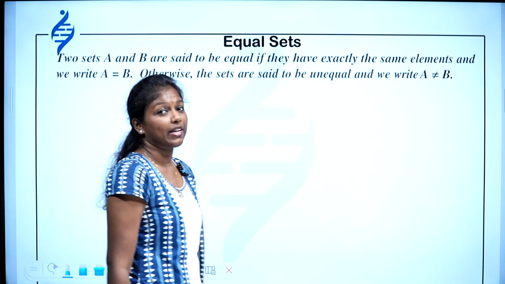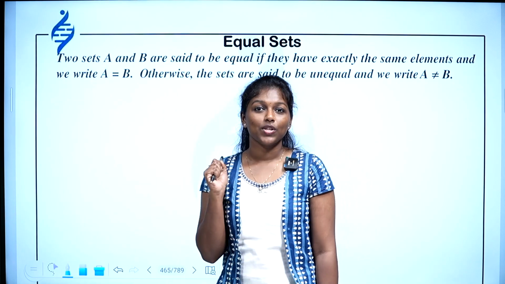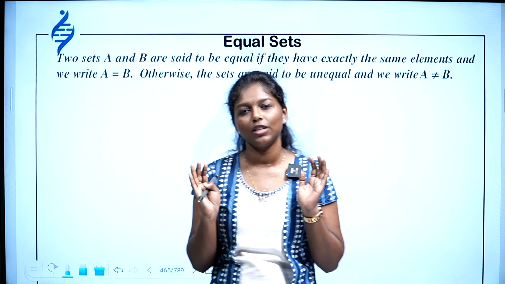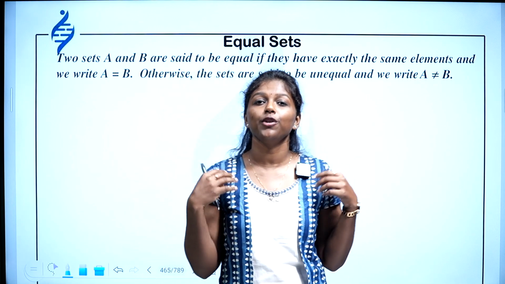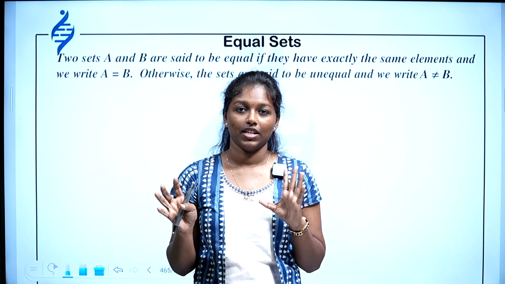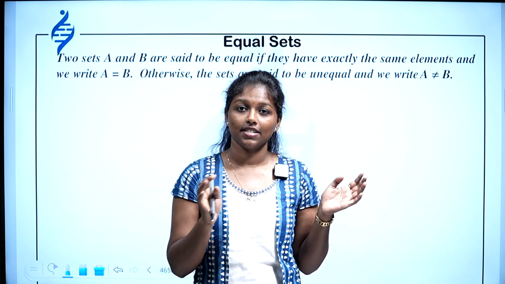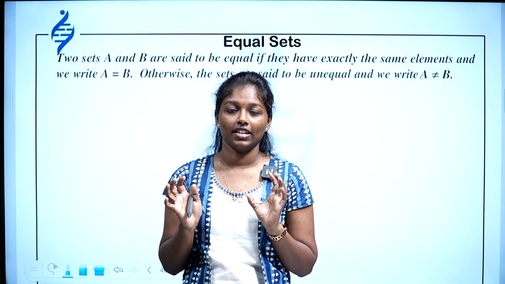So we have learned about empty sets, right? Next we are going to learn about equal sets. So what do you mean by an equal set? Or when do we say two things are equal or two quantities are equal? We will be saying if they have similar shape and size, then they will be equal.